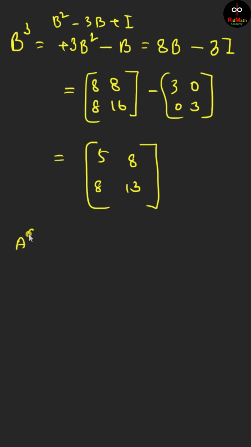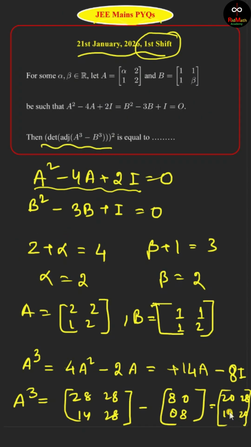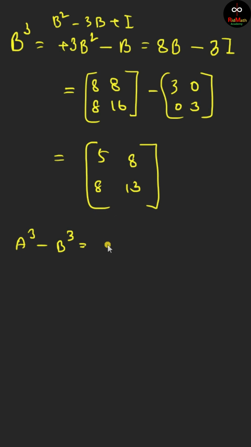So A cube minus B cube. What is A cube minus B cube? This is 20, 28. 20 minus 5 means 15, and 28 minus 8 means 20. After that this is 14, 14, 6, and 20 minus 13, that means 7.